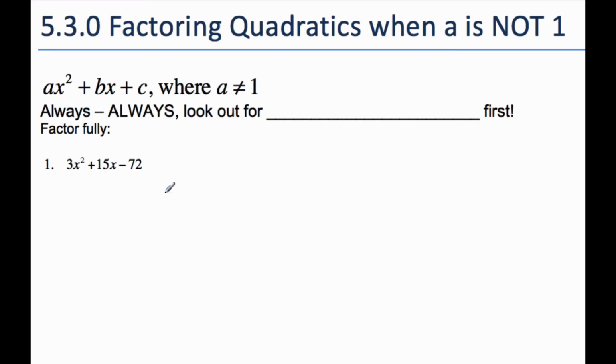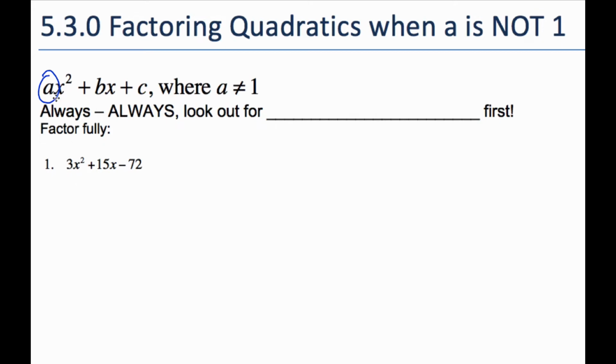And Miss Bui? Alright, and so we're going to do factoring quadratics when a is not 1. And so with quadratics, we often talk about ax squared plus bx plus c, and a is this number in front of the x squared, the coefficient. So in this case, a is 1.